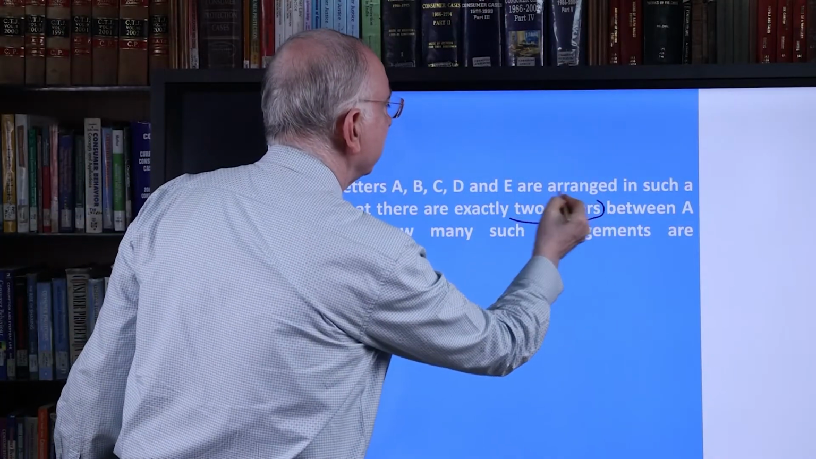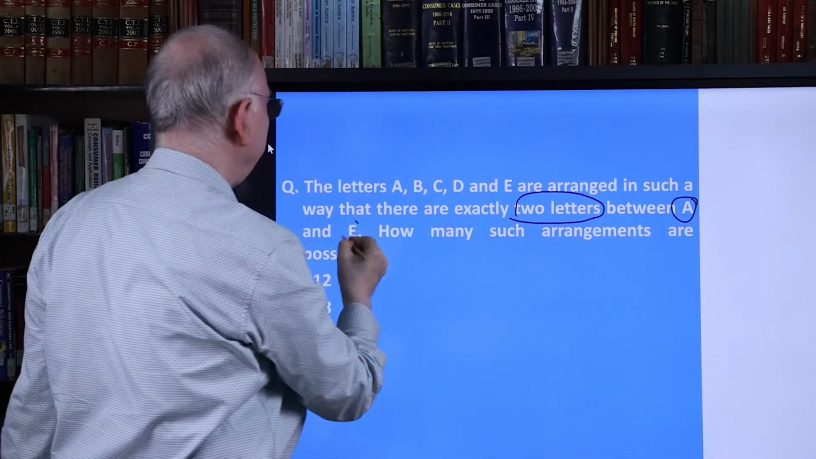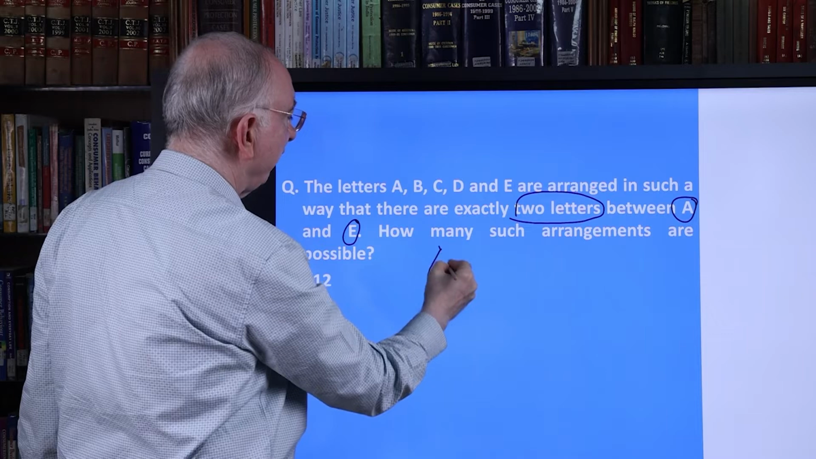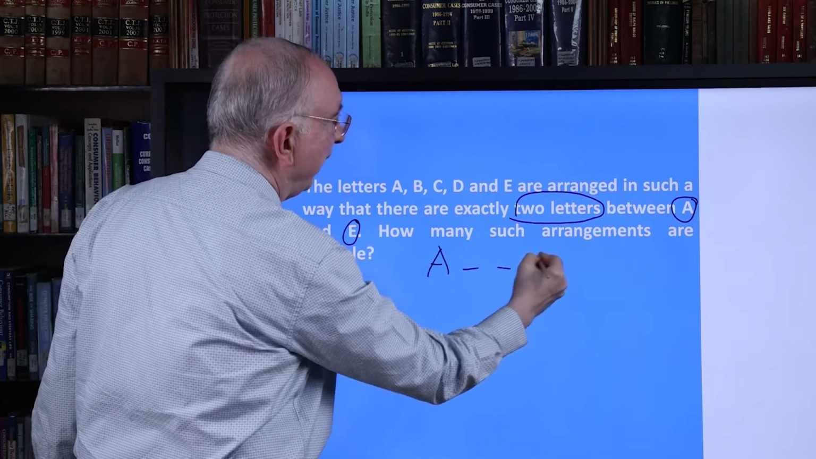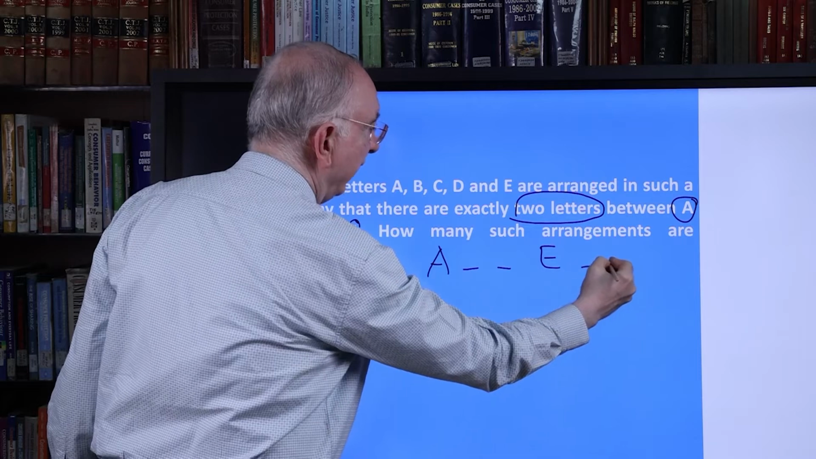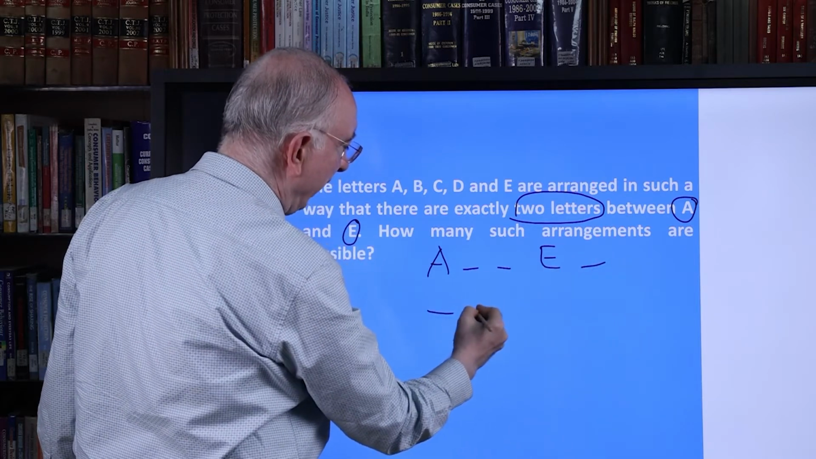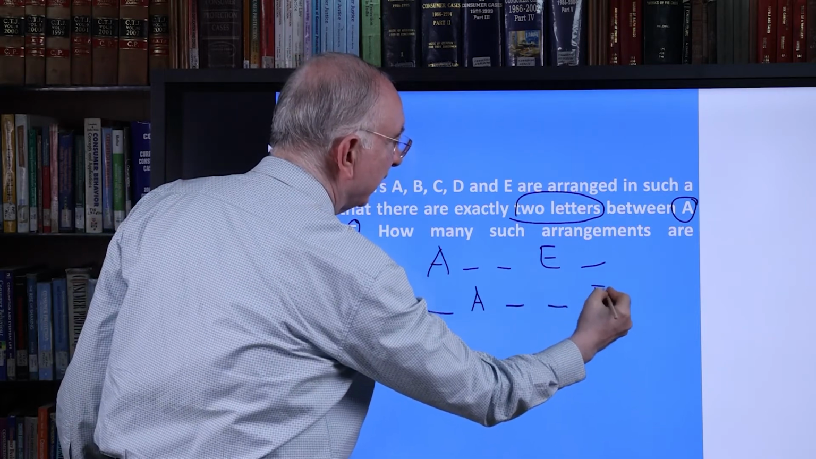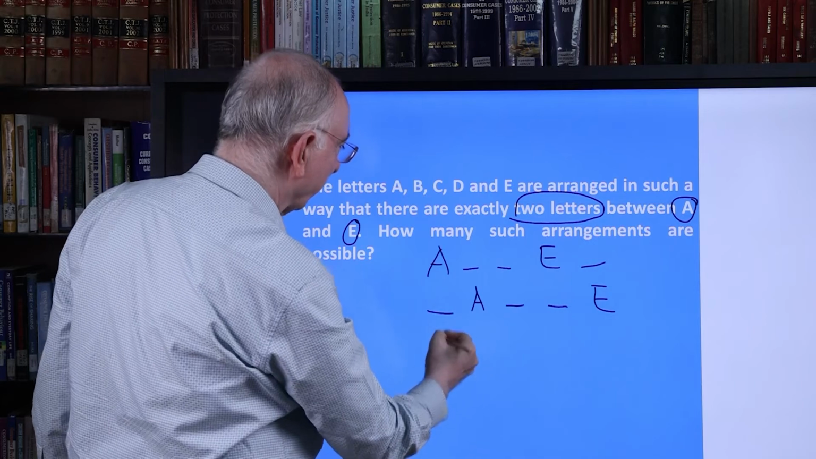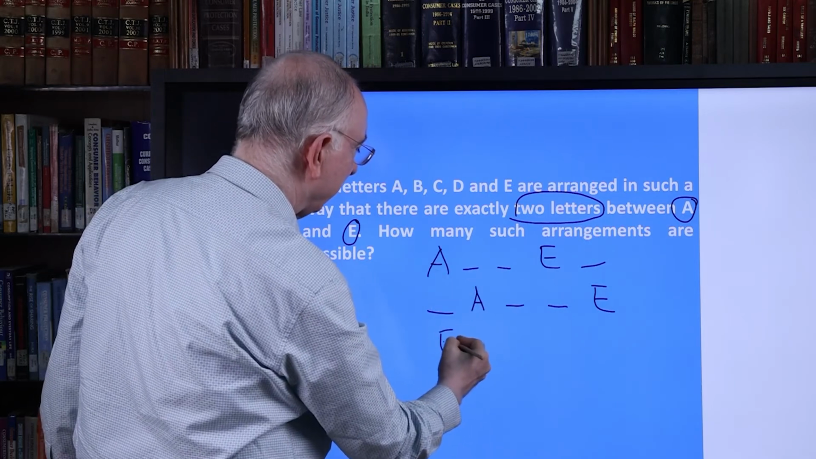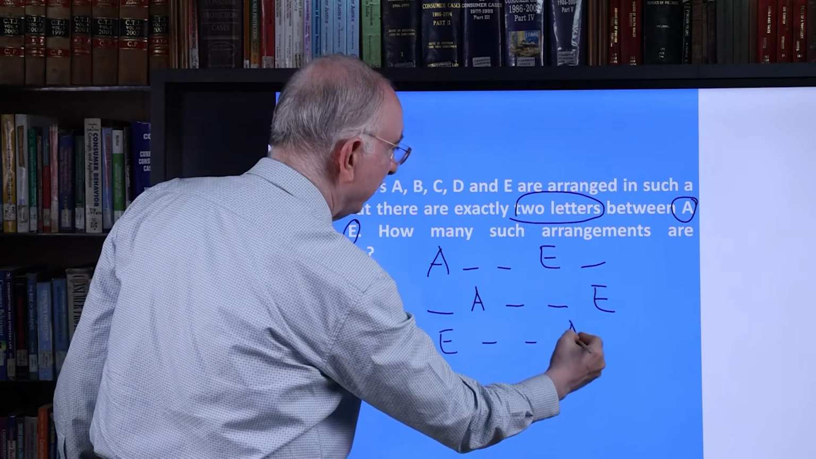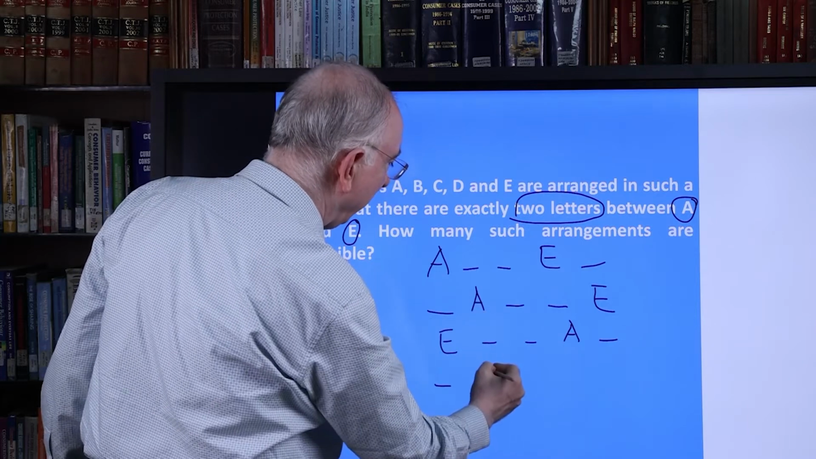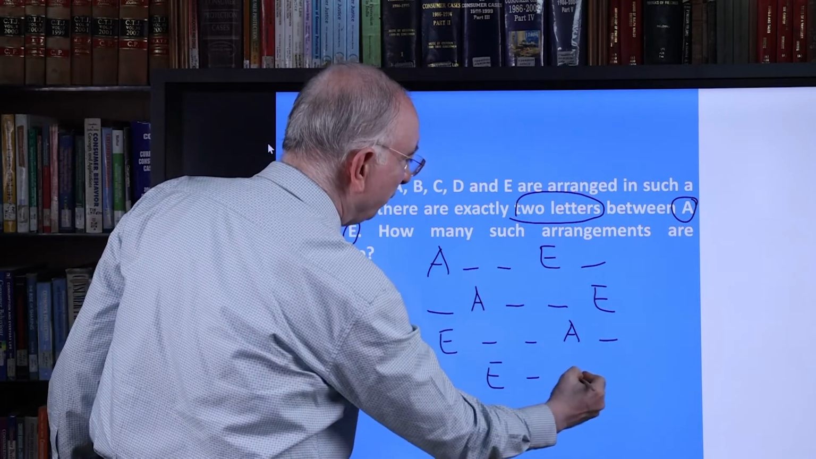Here two letters are between A and E. So how many arrangements are possible? Let us start. If we start with A, then we have to assume two are blank, then E, then blank. Another, the first position blank, then A, then two blanks, then E. Another alternative can be, instead of A, we can start with E, then blank, blank, A, and then blank. Again we start with blank, then instead of A, E is there, then blank, blank, then A.